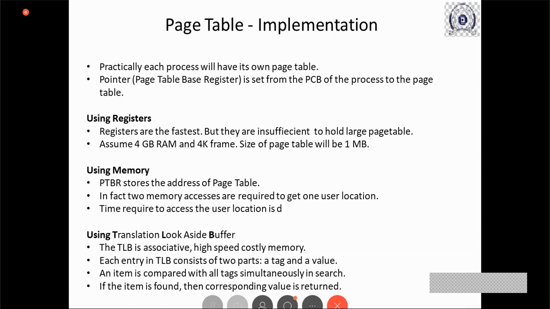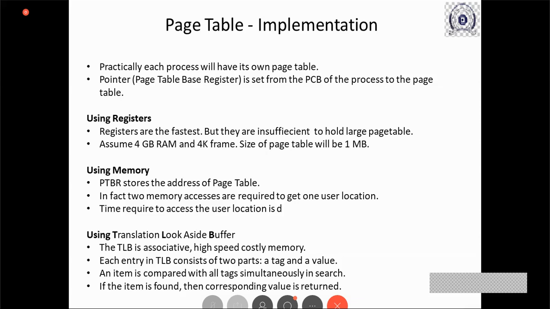The page table base register is a field in the process control block which stores the details of the page table of that process. This storage, or how this page table is stored, plays an important role in deciding the execution time of a program or execution time of a process.